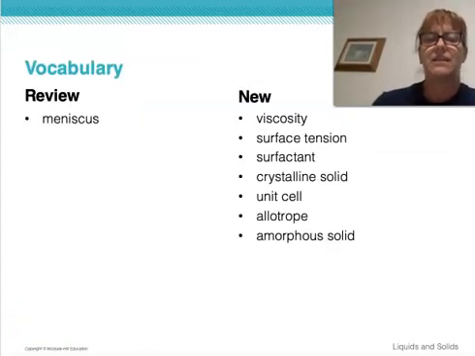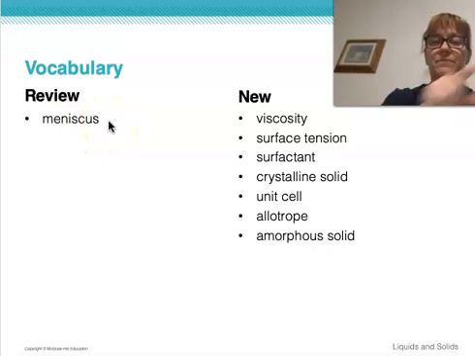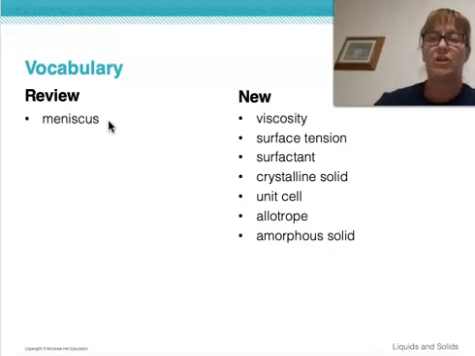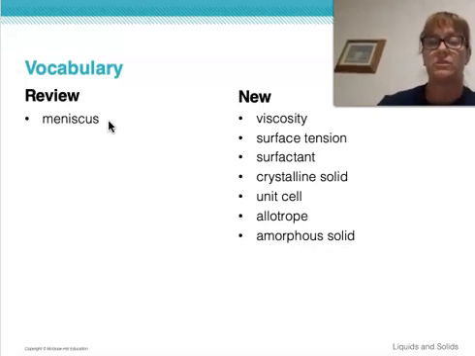First thing we need to look at is some vocabulary. You do already know this term meniscus. That is that curve that forms when you put water in a graduated cylinder or test tube. So you are familiar with that. Vocabulary you need to learn: viscosity, surface tension, surfactant. These are going to be the ones we really focus on. I'll touch on the other four toward the end of the PowerPoint.